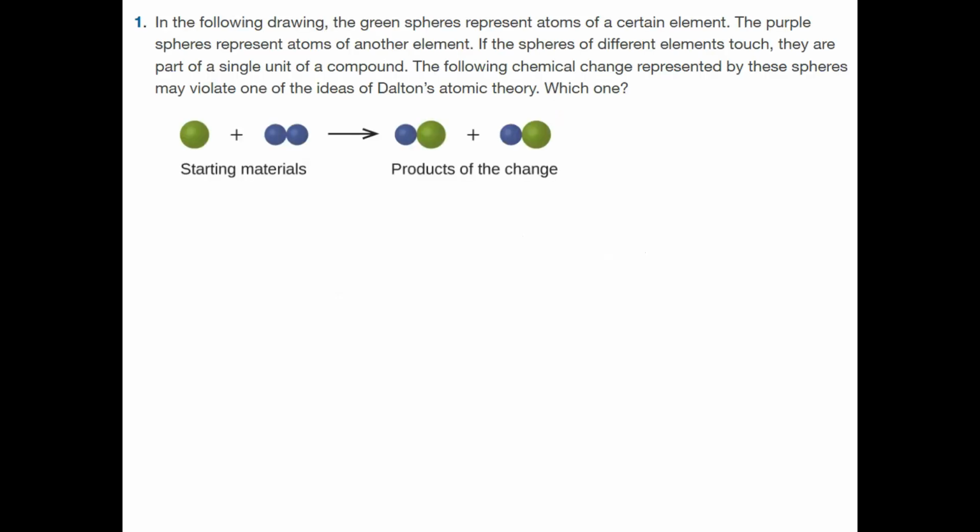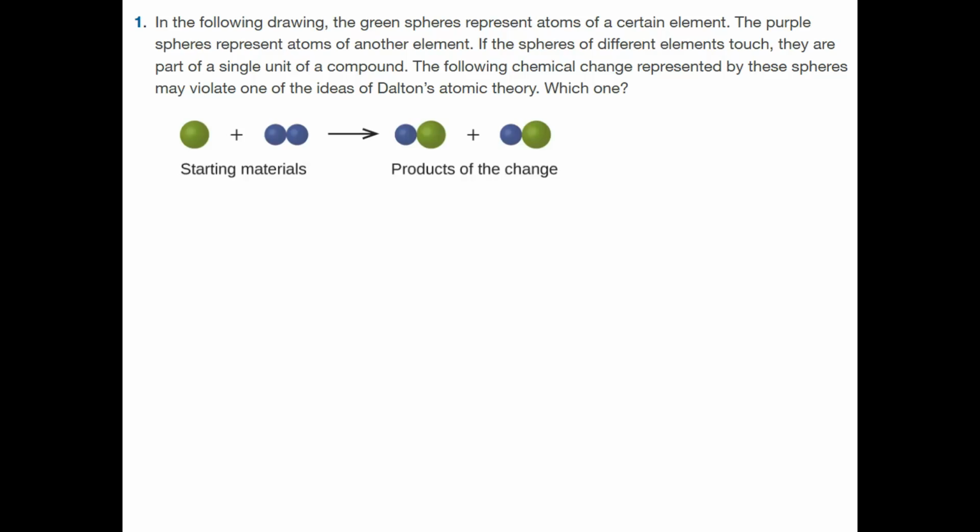So let's look at some problems from OpenStax illustrating some of these ideas. It says, in the following drawing, the green spheres represent atoms of a certain element. The purple spheres represent atoms of another element. If the spheres of different elements touch, they are part of a single unit of a compound.